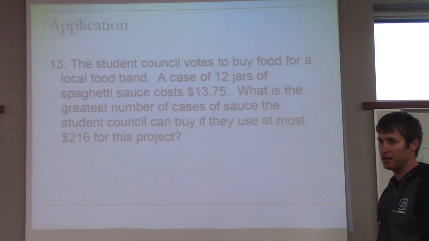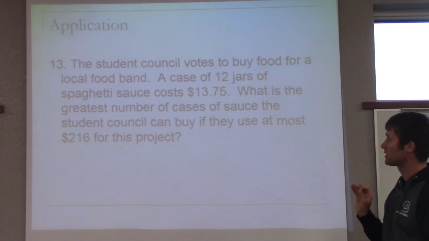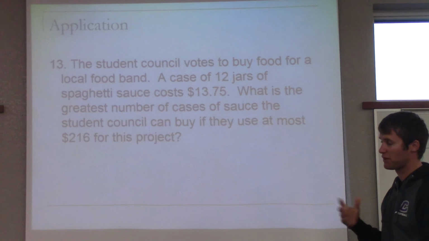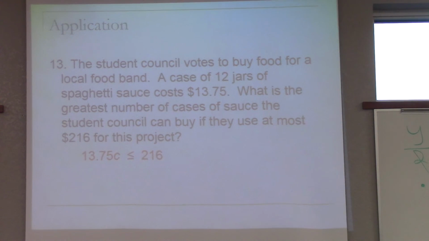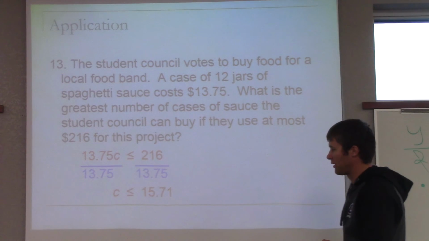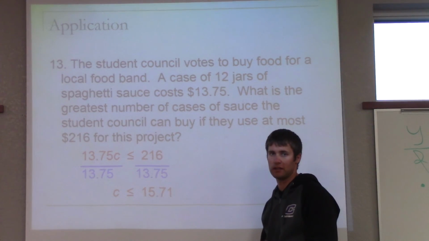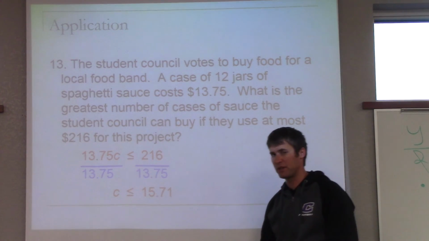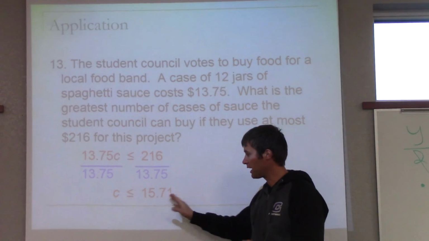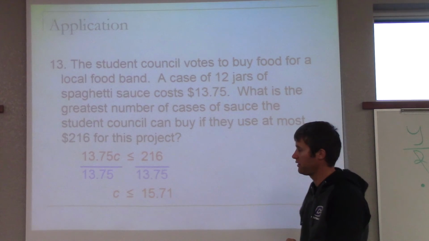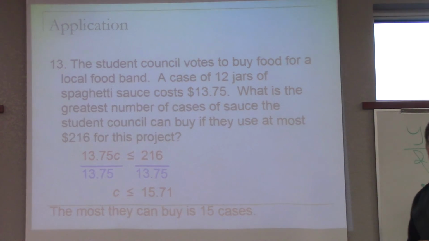So if we write an inequality, it costs $13.75 for every case, so it'd be 13.75 times each case, which is C. So the C stands for case. Now we want to solve. So we divide, and we get 15.71. So can we buy 15.71 cases? No. So we can't buy more than that, so we round down and say we can buy 15 cases for the food bank.